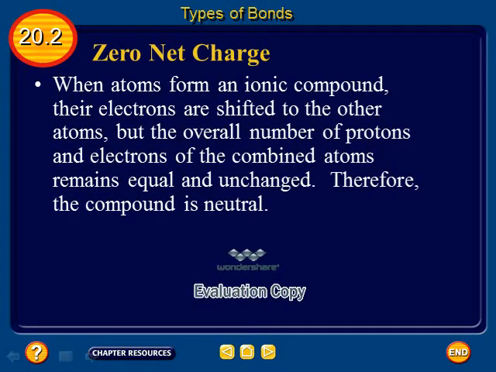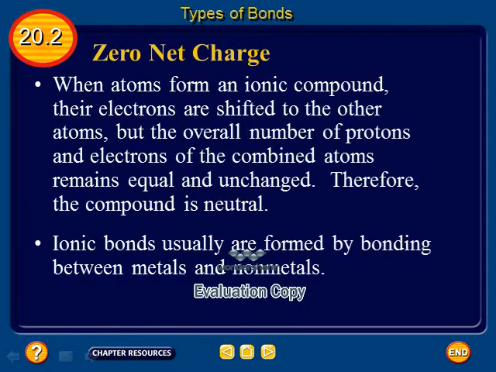When atoms form an ionic compound, their electrons are shifted to the other atoms, but the overall number of protons and electrons of the combined atoms remains equal and unchanged. Therefore, the compound is neutral. Ionic bonds usually are formed by bonding between metals and nonmetals. An example of this, again, is sodium chloride. Sodium is a metal, bonds with chlorine, a poisonous gas, a nonmetal, to form the compound sodium chloride.